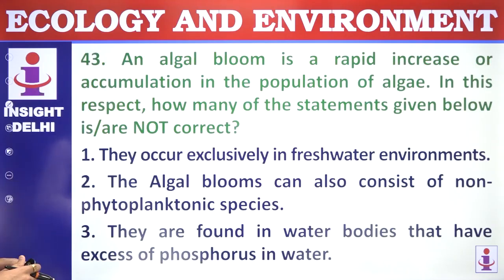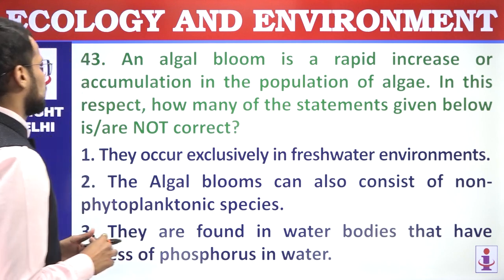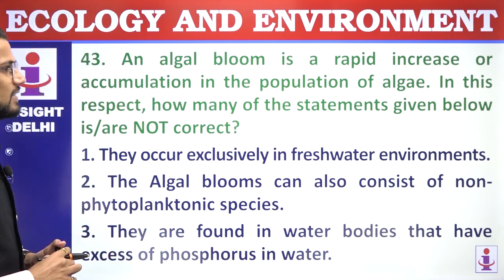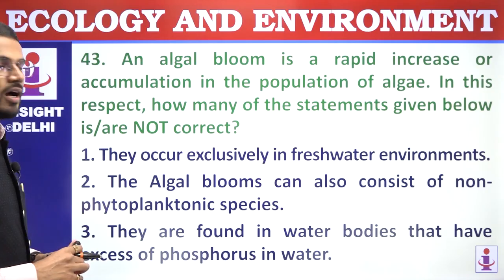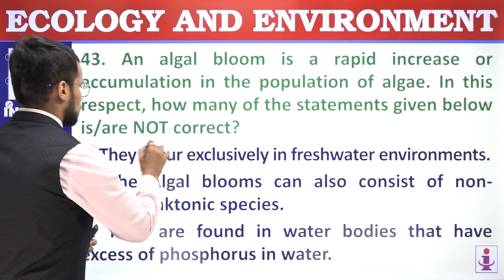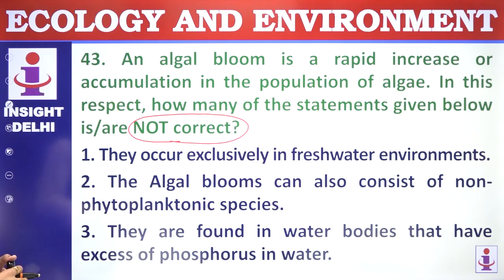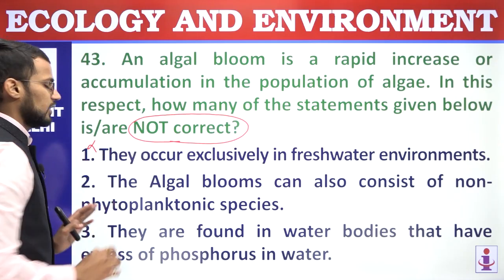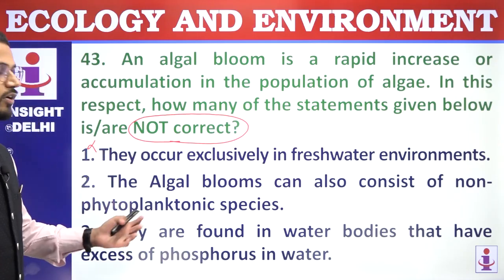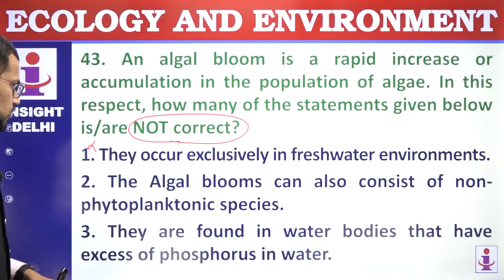43. An algal bloom is a rapid increase or accumulation in the population of algae. In this respect, how many of the statements given below are not correct? Right? So we are supposed to find out statements which are not correct. First, they occur exclusively in freshwater environment. No, they can occur even in aquatic or marine ecosystem.